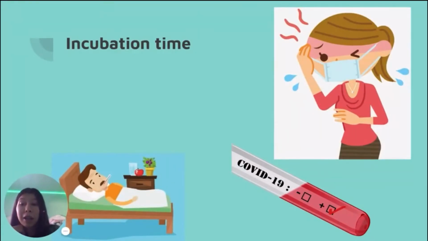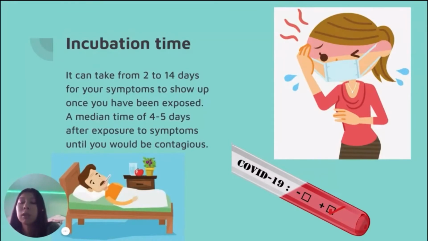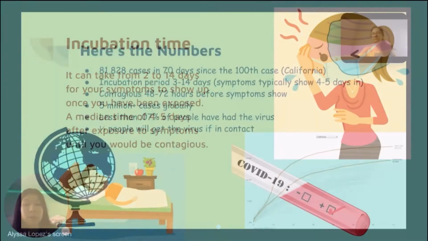The third slide is about the incubation time. After you've been exposed, it could take a minimum of 2 days and a maximum of 14 days for your symptoms to show up, with an average of 4 to 5 days. After being exposed to an infected person, after 4 to 5 days, you can be contagious and spread it to other people around you. So you have to be careful about that.